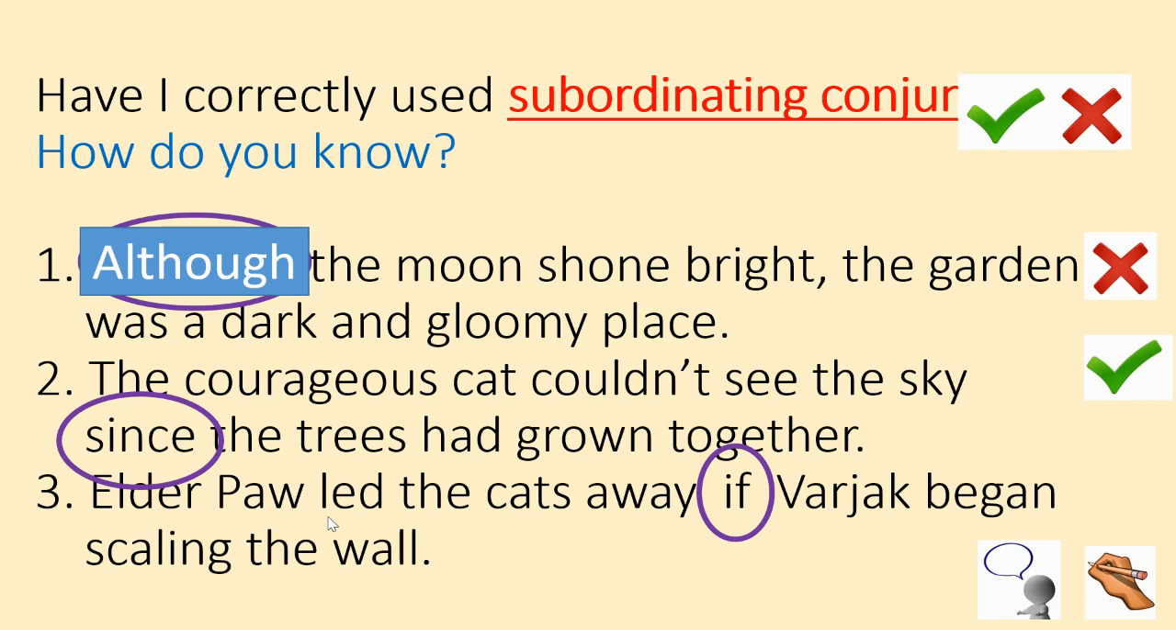Okay, and number 3, Elder Paw led the cats away if Varjak began scaling the wall, and that doesn't make sense at all. So that's definitely wrong. What would make sense there? Elder Paw led the cats away as Varjak began scaling the wall. So Elder Paw was leading the cats away, and at the same time, Varjak was climbing up the wall. Amazing if you did that correct.